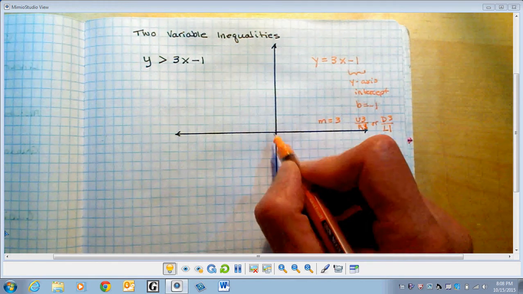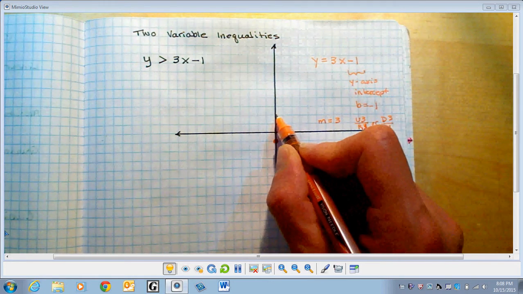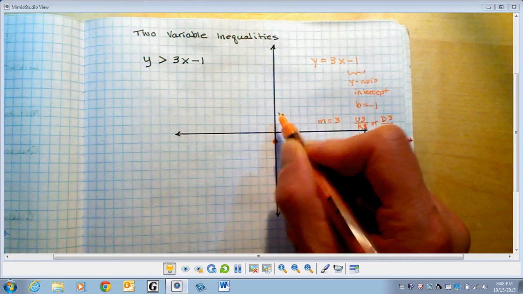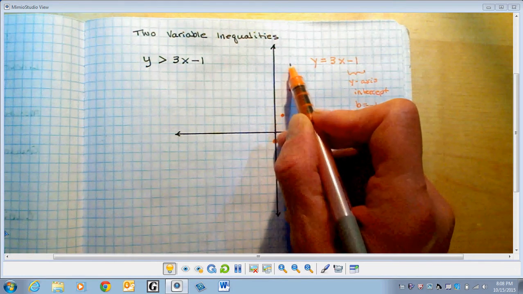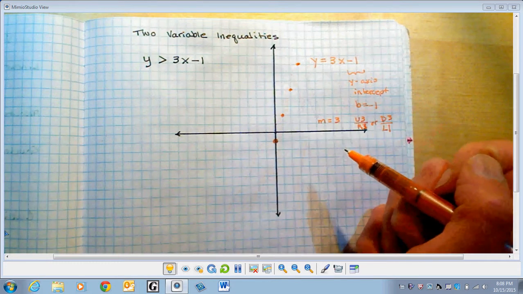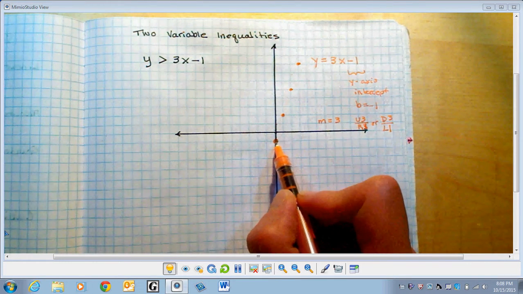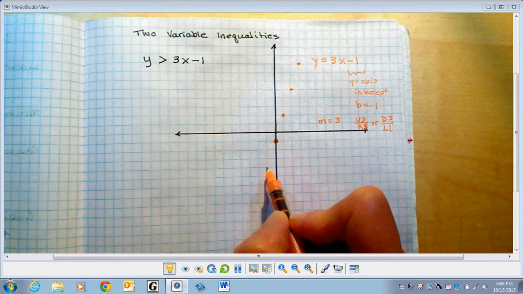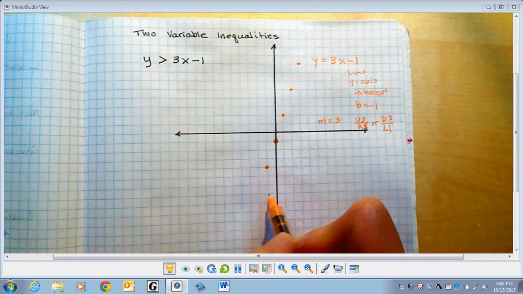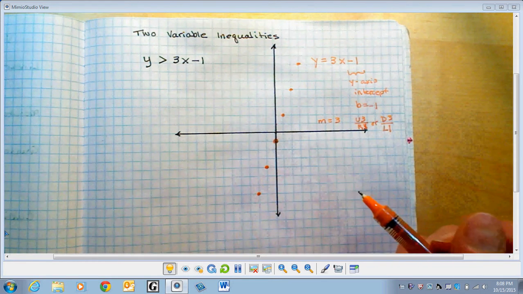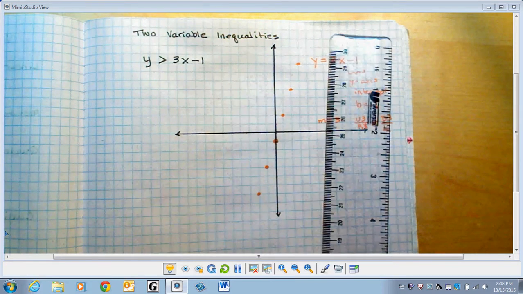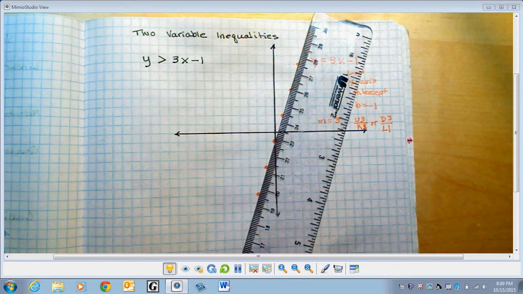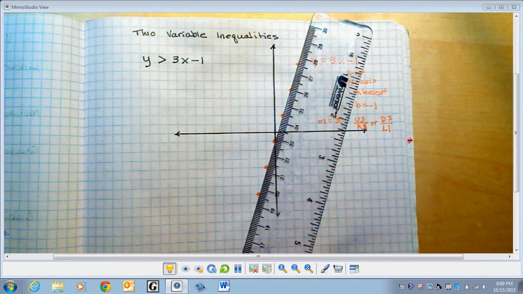So let's do that. Up 3, right 1, up 3, right 1, up 3, right 1. And then from here we go down 3, left 1, down 3, left 1. Okay, so if we were going to actually draw this line, we would take our ruler and draw a straight line through all those points.